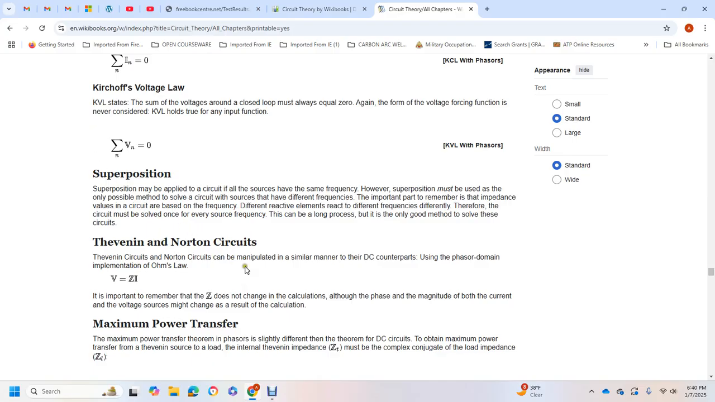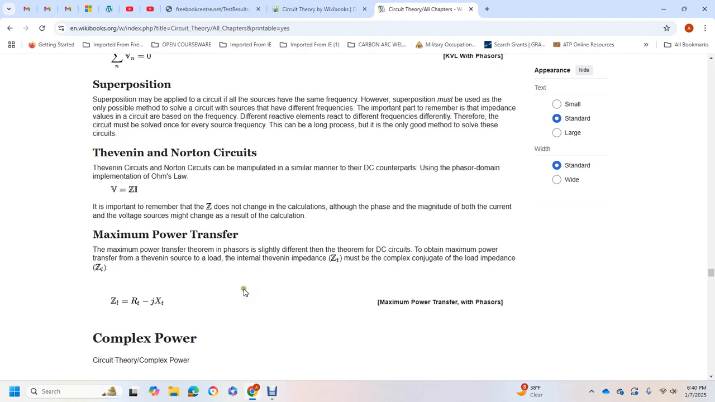Thevenin and Norton circuits can be manipulated in a similar way to their DC counterparts in the phasor domain, using Ohm's law: voltage equals impedance times current. It's important to remember that impedance does not change with the calculation, while the phase and magnitude of both the current and voltage sources might change as a result of the calculation.